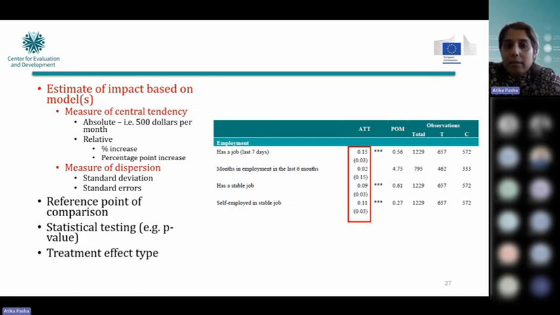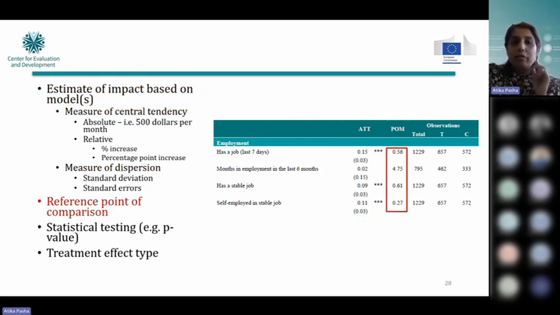Then the second, underneath the coefficient, you would see these numbers in brackets, which are basically your measures of dispersion. Traditionally, they are either standard deviation or standard errors. When looking at regression, usually people present standard errors. Sometimes a t-statistic, but mostly standard errors. Then the next thing you will see is, of course, the reference point.